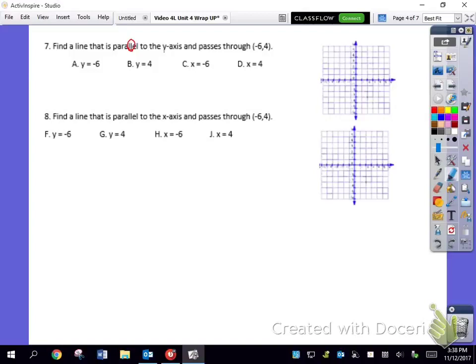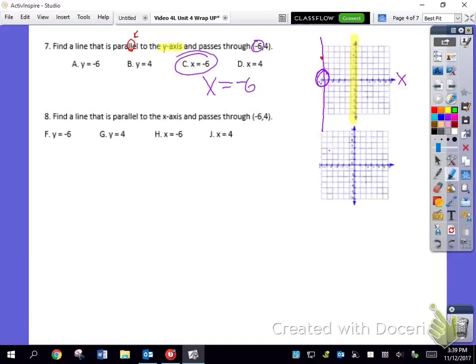Now, the y-axis is the one going down the center. So parallel means I don't want it to touch. I have two ways I can draw my line. I can either draw it this way, but if I do that, that will make an L, so I don't want that. If I do it this way, yes, those are parallel. So x equals, and this is -6. There's your -6, so it's C.